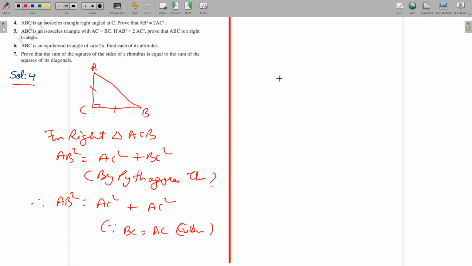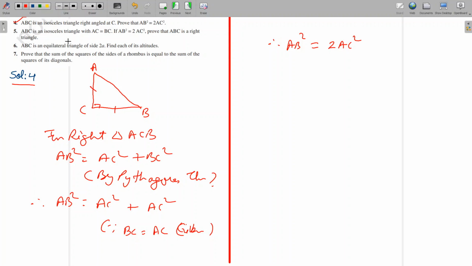So adding them, we will be getting, therefore, AB square equal to AC square plus AC square, that is 2AC square. So this is the answer of question number 4. Now let us go to question number 5.